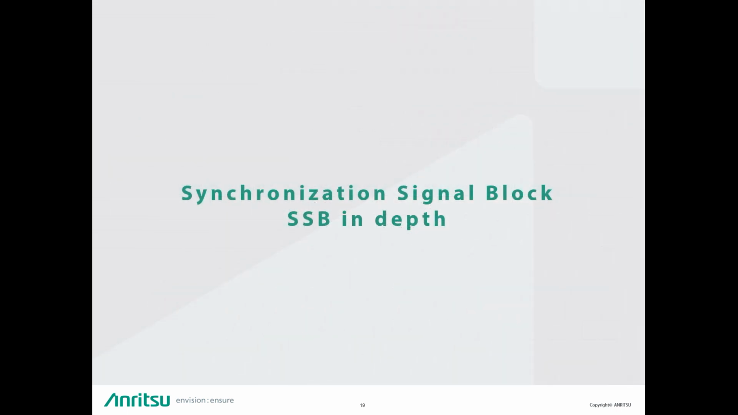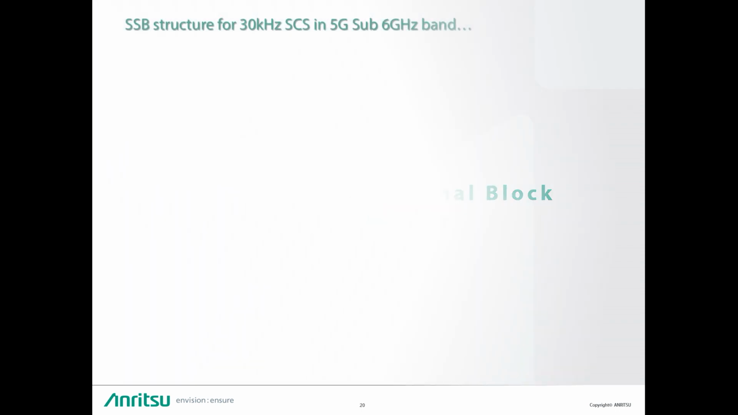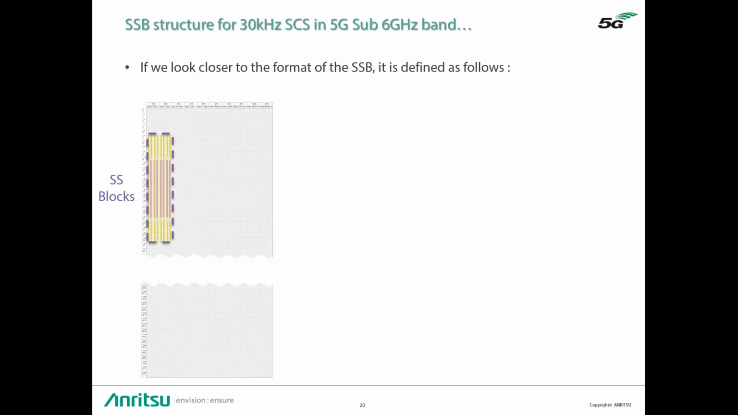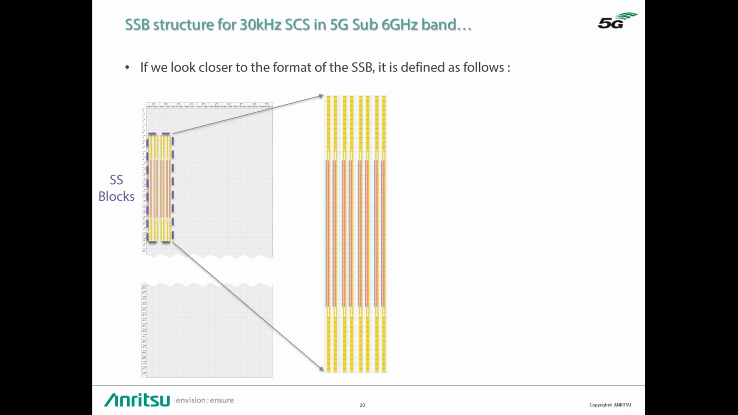Let's have a look at the synchronization signal block more in depth. Since we use the example of a sub 6 GHz band carrier having 30 kHz subcarrier spacing, the previous slide has shown that there are potentially 8 SS blocks that can be transmitted. These are highlighted here in violet, and we can see the different channels that they contain.